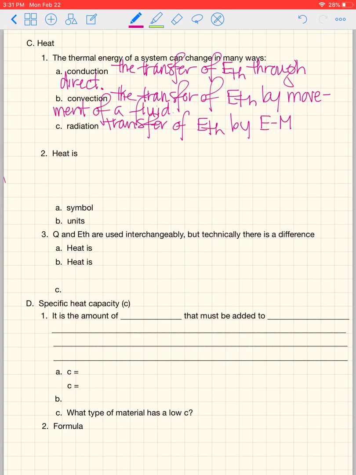The nice thing about this form of transfer of thermal energy is that it can be done in a vacuum. It doesn't require particles. Both conduction and convection require matter in order for that transfer to occur, but radiation can happen in a vacuum. So an example of that's going to be a sunny day, warms it up because of the radiation from the sun.